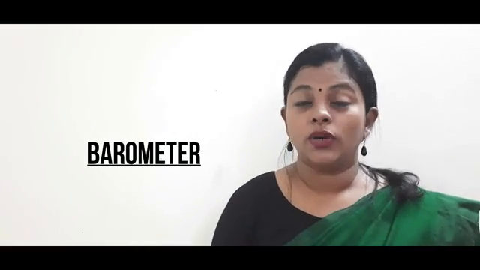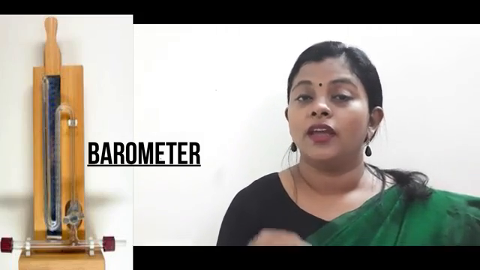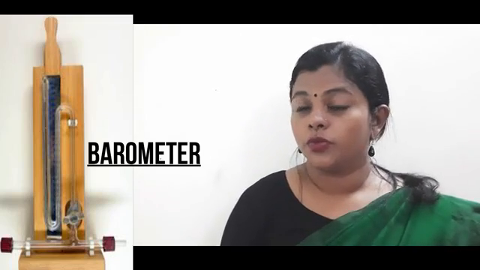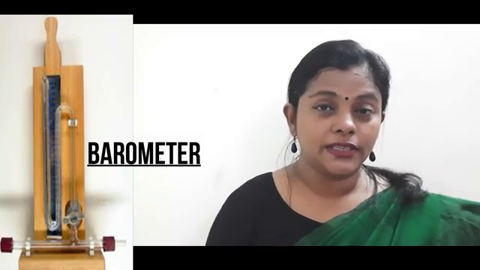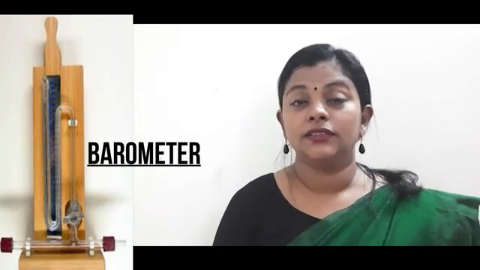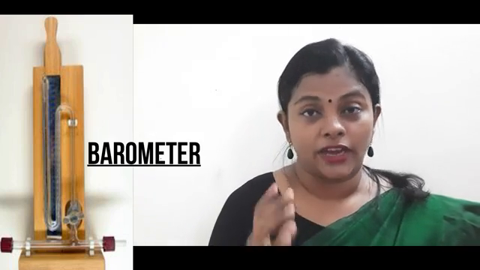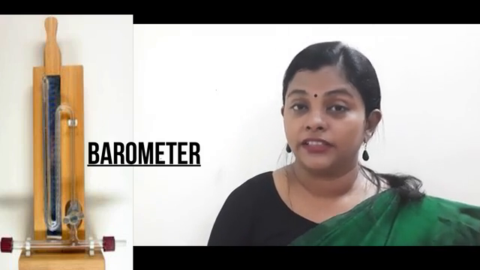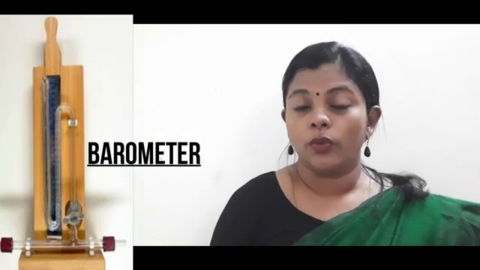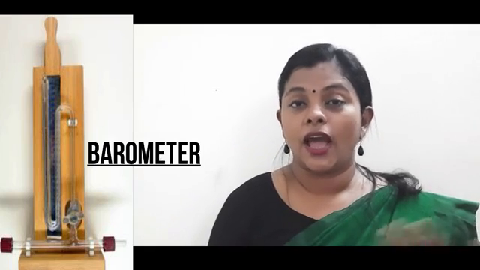So, barometer, it's an instrument. It is used to measure the atmospheric pressure. What is atmospheric pressure? The atmosphere exerts a pressure on the earth, and that is known as the atmospheric pressure. Atmosphere is a blanket of air that surrounds the earth, and it is held in position by the gravity. So, the atmosphere will exert a pressure on the earth, and that pressure is known as the atmospheric pressure.